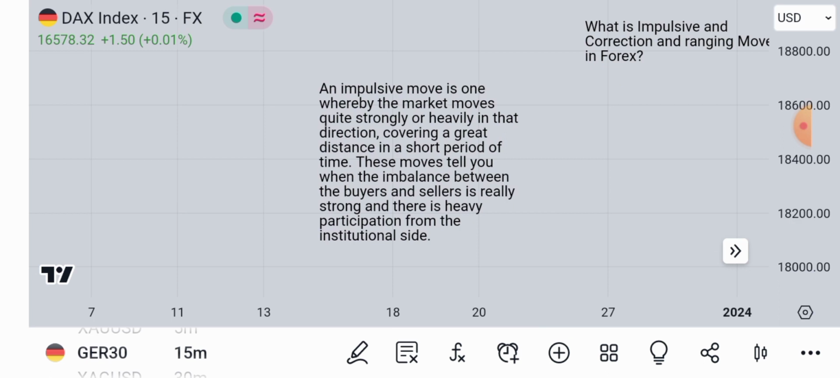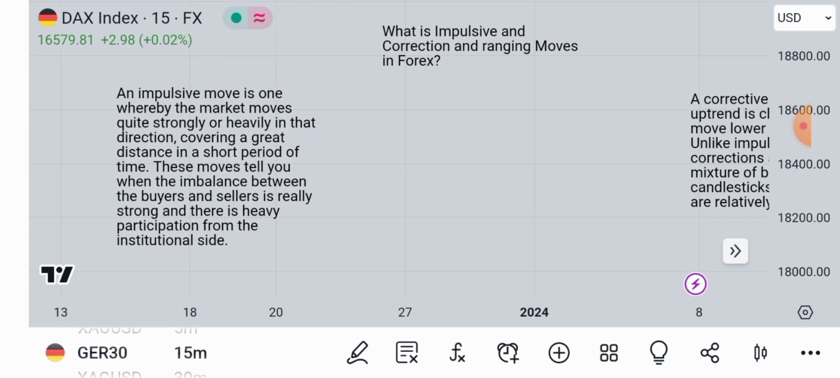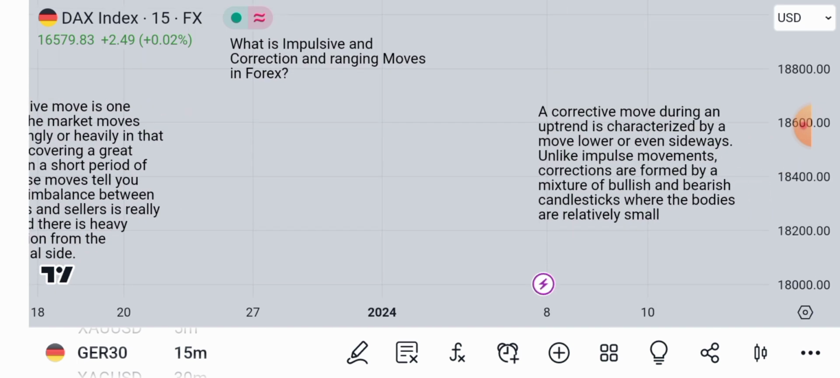An impulsive move is one whereby the market moves quite strongly or heavily in one direction, covering a great distance in a short period of time. The movement tells you when the imbalance between buyers and sellers is really strong and there is heavy participation from the institutional side. So this is our impulsive move as explained.